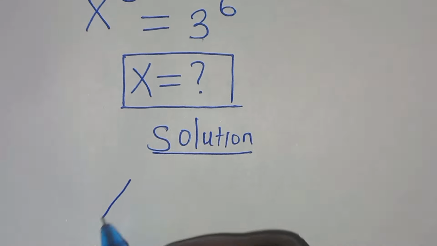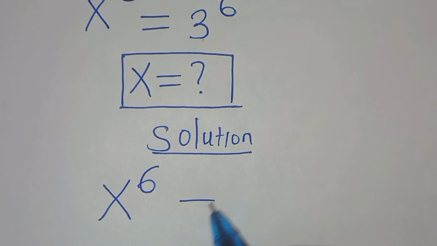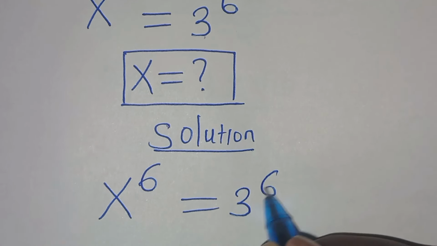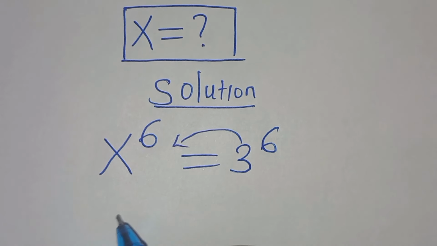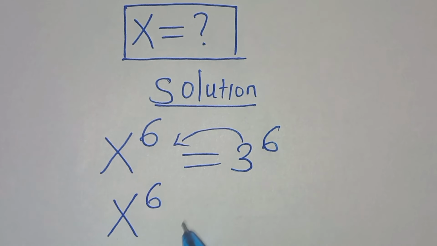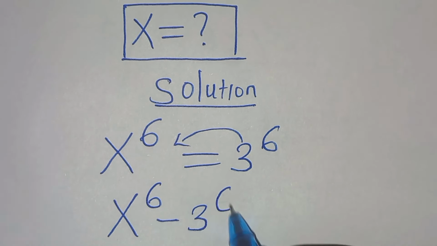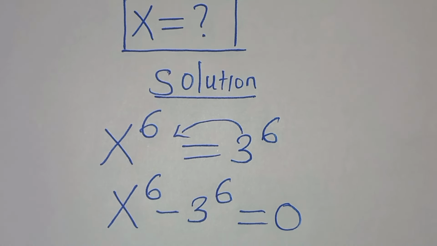We have x to the power of 6 equal to 3 to the power of 6. So the first step is to take 3 to the power of 6 to the left hand side, so that we have x to the power of 6 minus 3 to the power of 6 equal to 0.